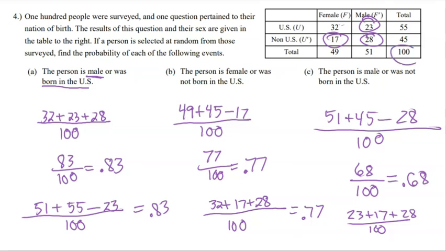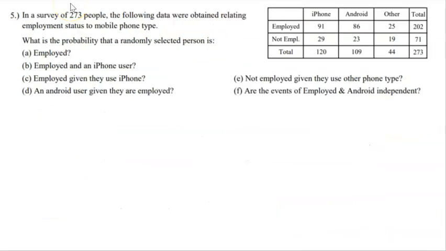Where am I getting the 100 from? Right here, it's the total, okay? And that's going to be 0.68, okay? And that's question 4. All right, let's look at this one. This one's a little more complicated.